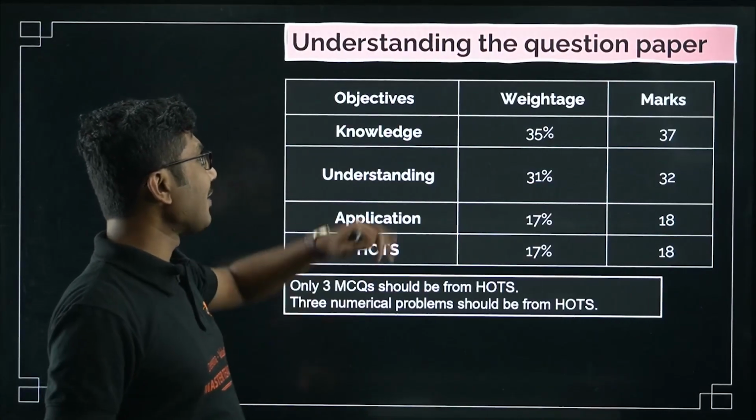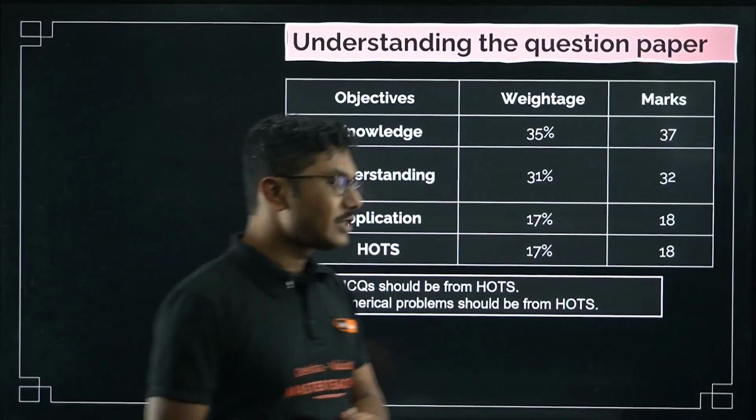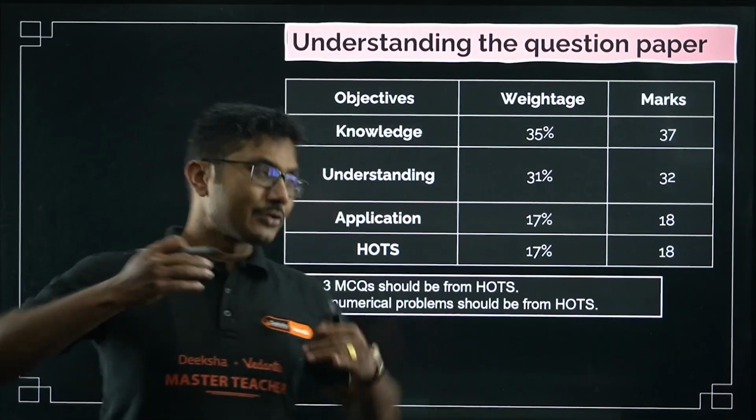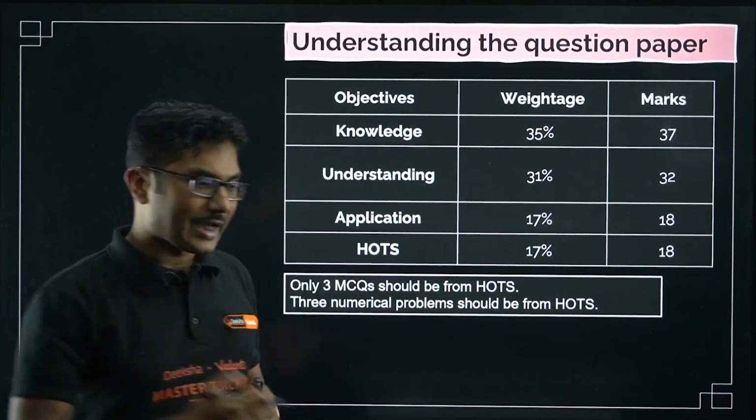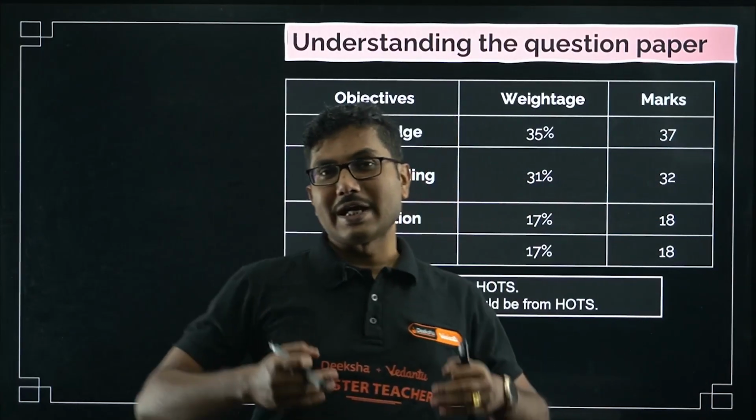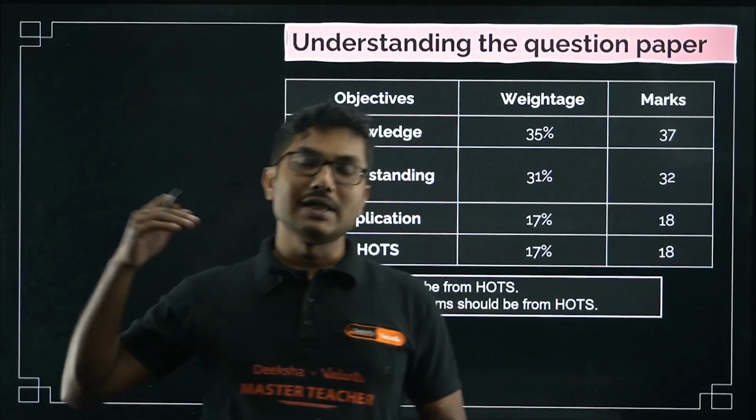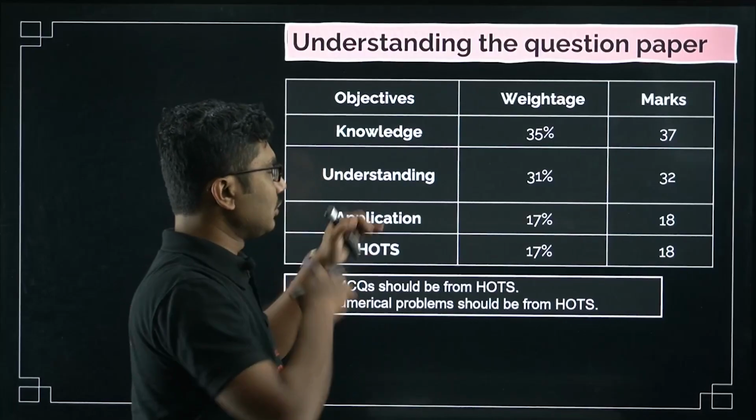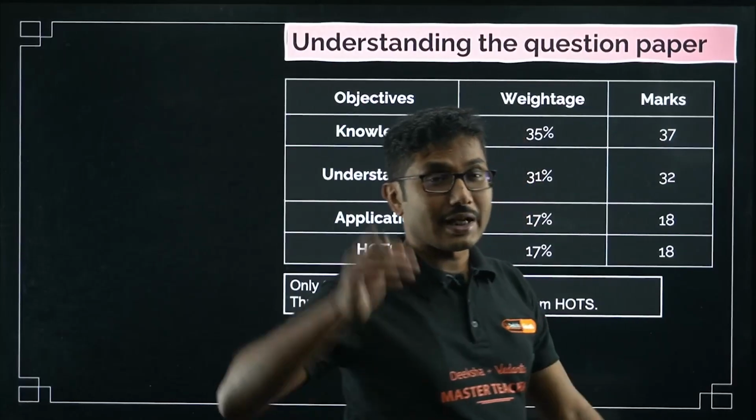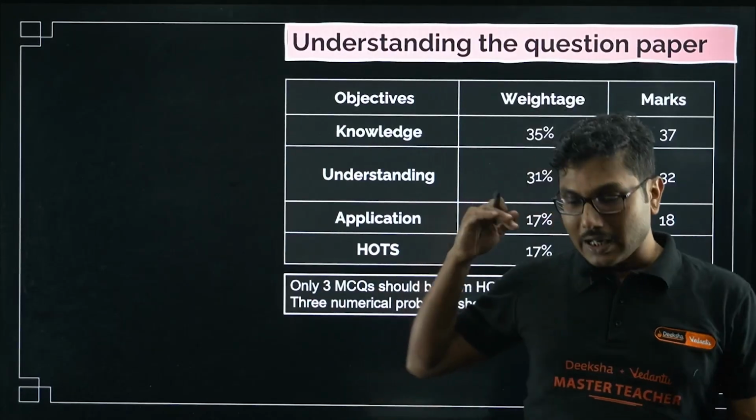So first of all, we have to know that there are different types of questions. Knowledge based questions. What is the meaning of knowledge? Knowledge based question means you remembered something and you write it in the exam. Suppose they say state Coulomb's law, state Gauss's law, those are considered to be knowledge based questions. Knowledge based questions are 35% of your question paper, so 37 marks is allocated there. They are expected to be easier, where you just memorize it, remember it, and write the exam.